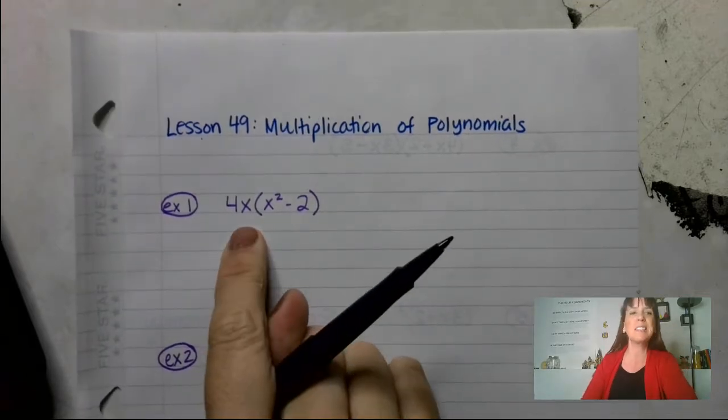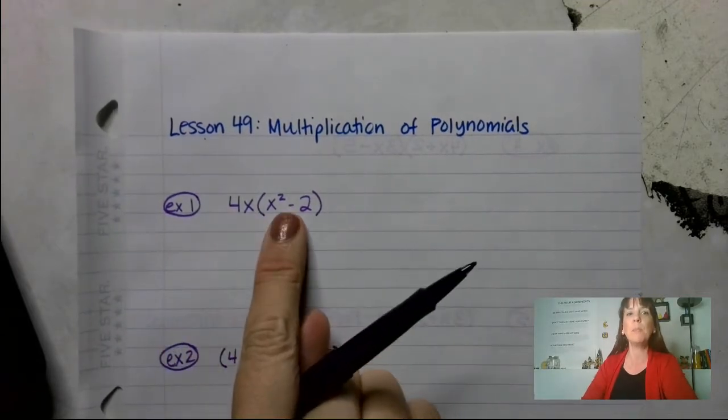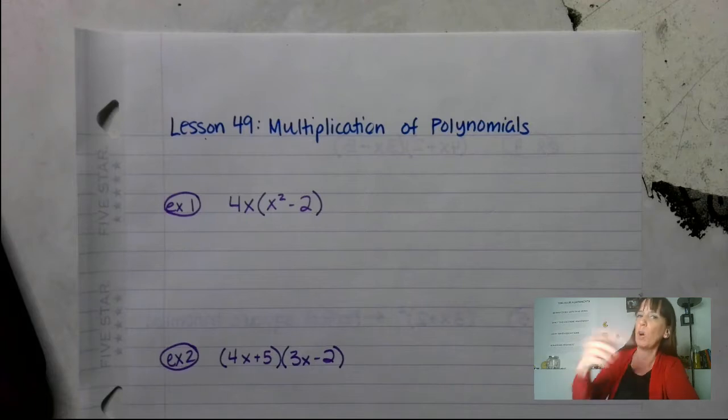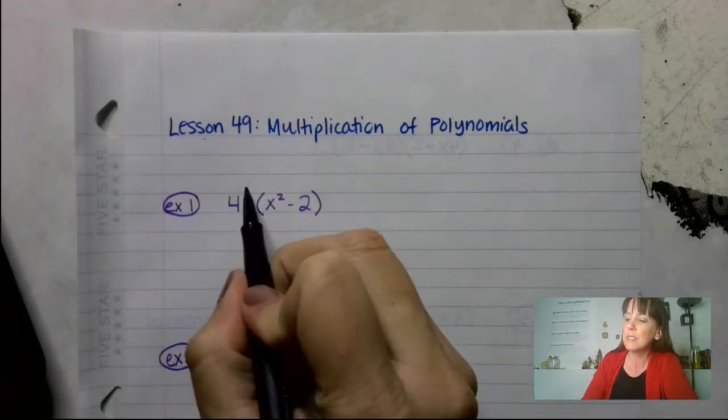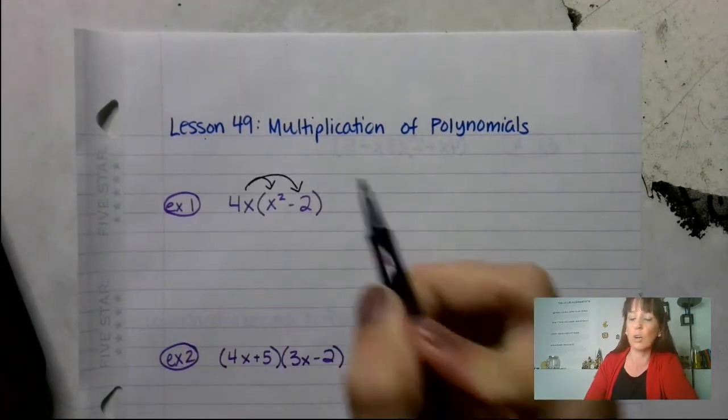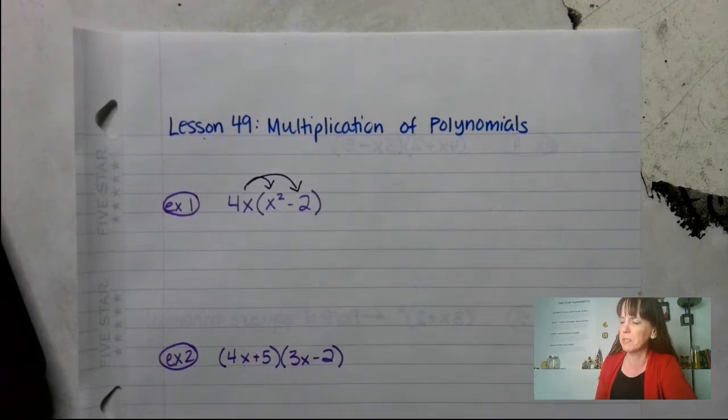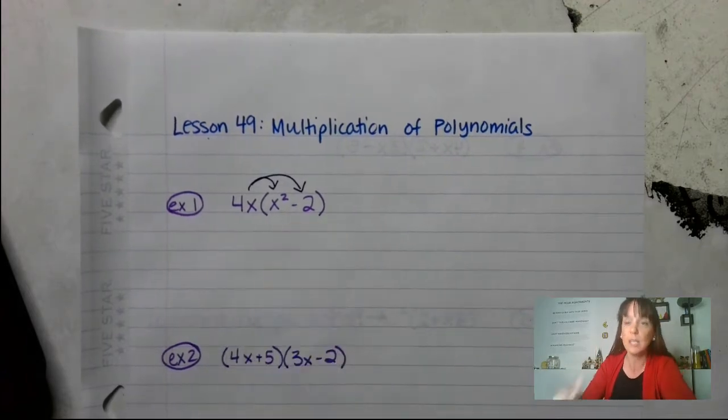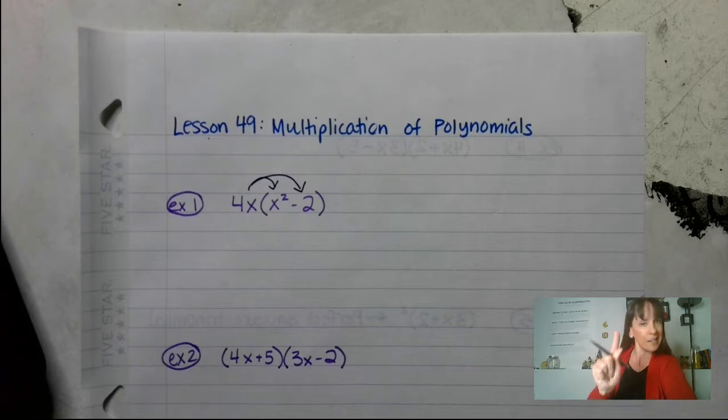First things first, this is the easy one. We're doing a monomial by a binomial. If you don't know what those terms mean, watch the video before this. We're going to do this times this equals, and then this times this, no equals. This is an expression, not an equation. An expression does not have an equal sign.